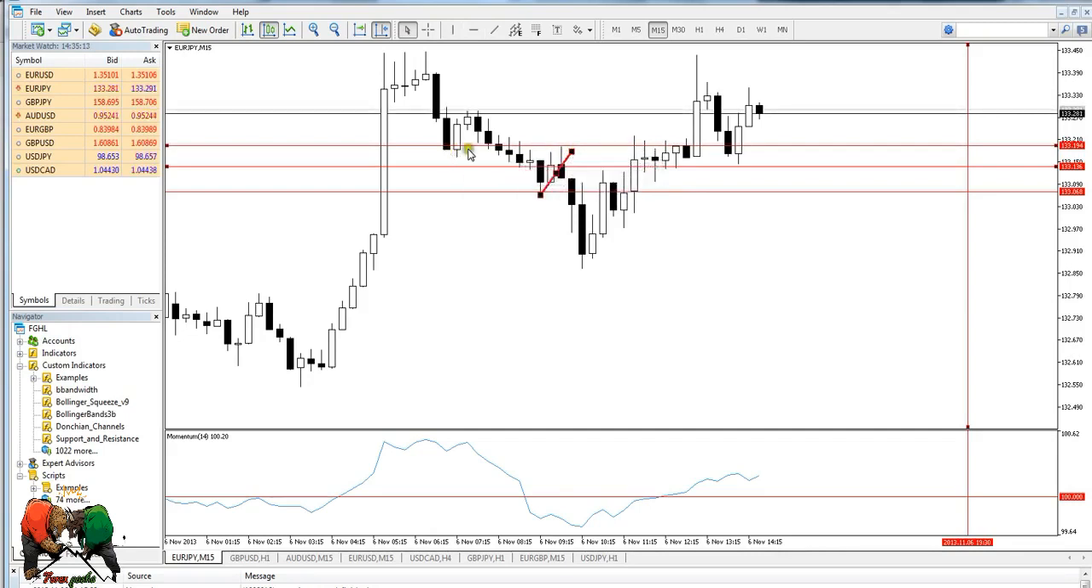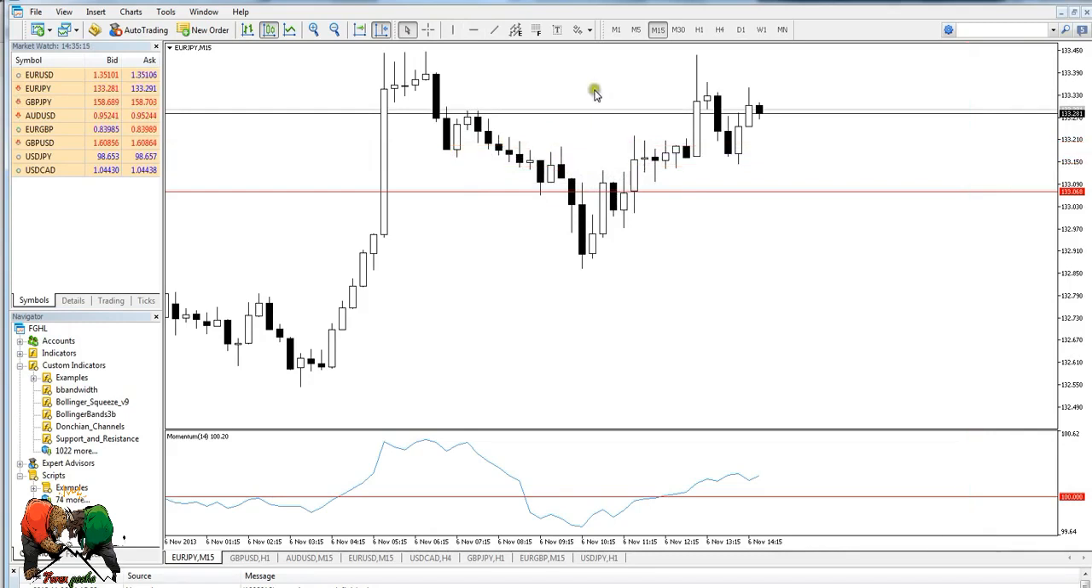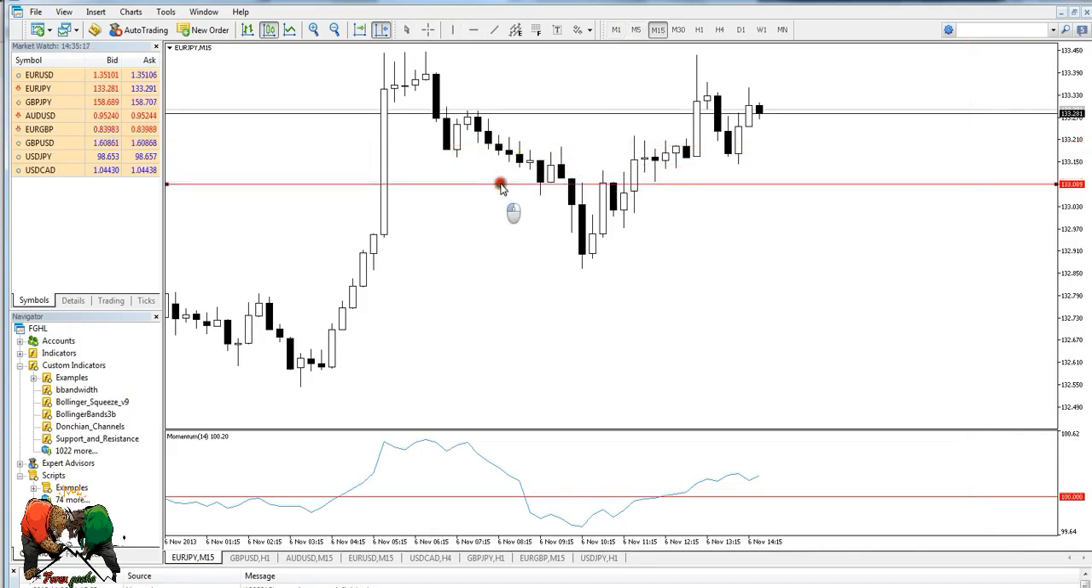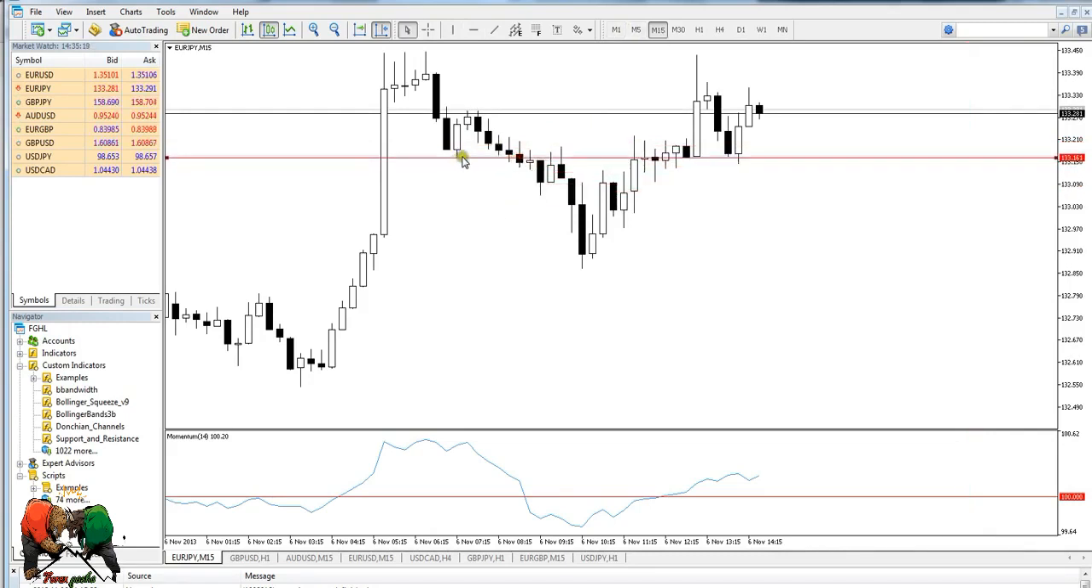Remember, if I just delete those lines, what you're looking for is for an original support line to become resistance, and when you're trading in an uptrend, you're looking for resistance to become support.